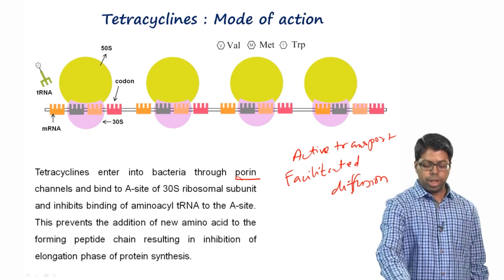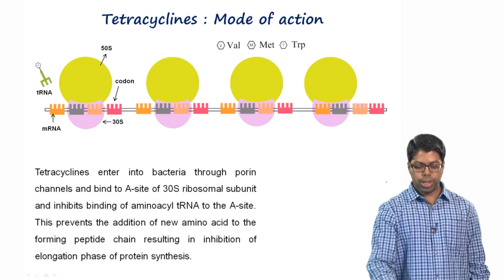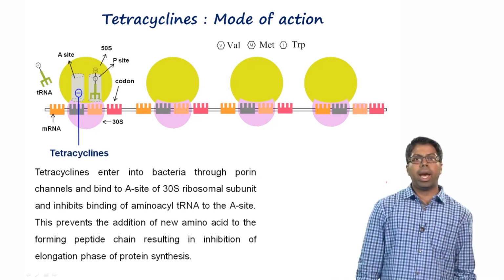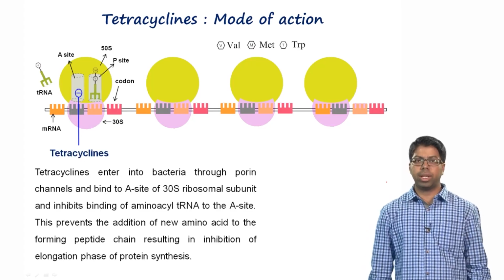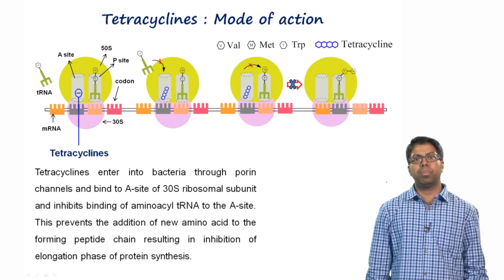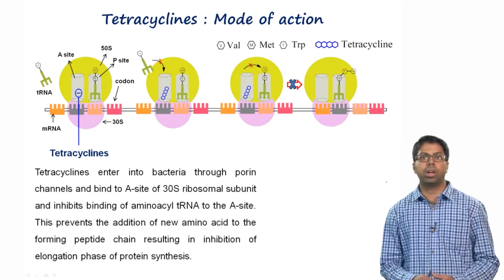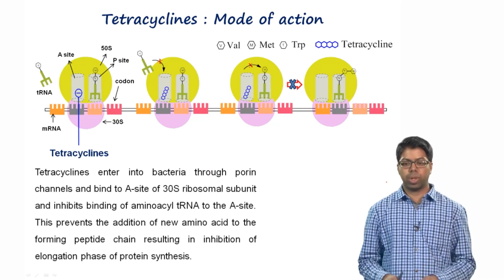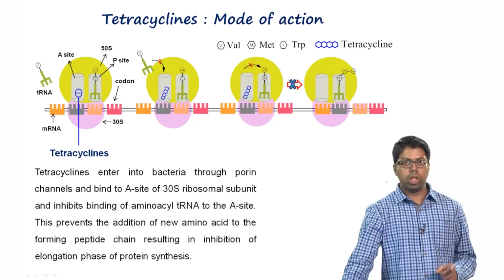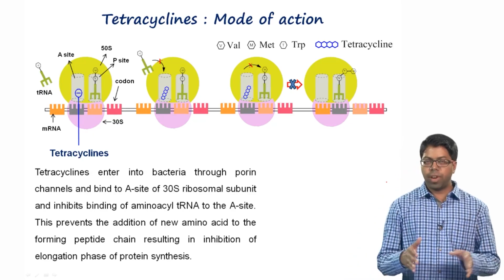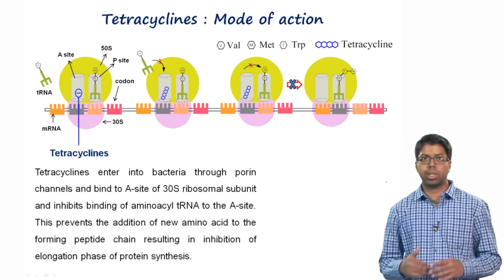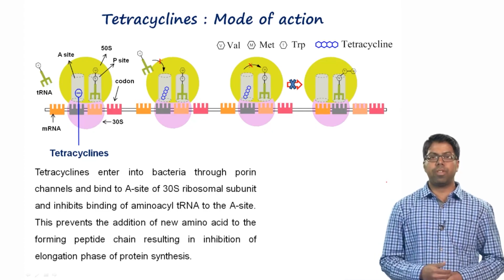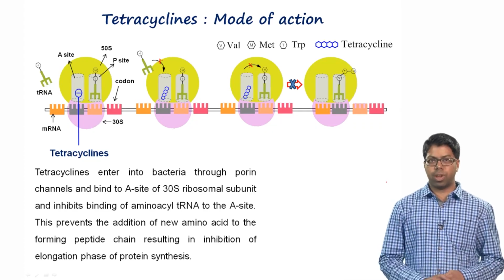Once they enter, they bind to the A site of the 30S ribosomal subunit and inhibit the binding of aminoacyl tRNA to the A site. This prevents the addition of new amino acids to the forming peptide chain, and this results in an inhibition of the elongation phase of protein synthesis. So, to remember, protein synthesis is divided into an initiation phase and an elongation phase. Tetracycline inhibits the elongation phase of protein synthesis, not the initiation phase.